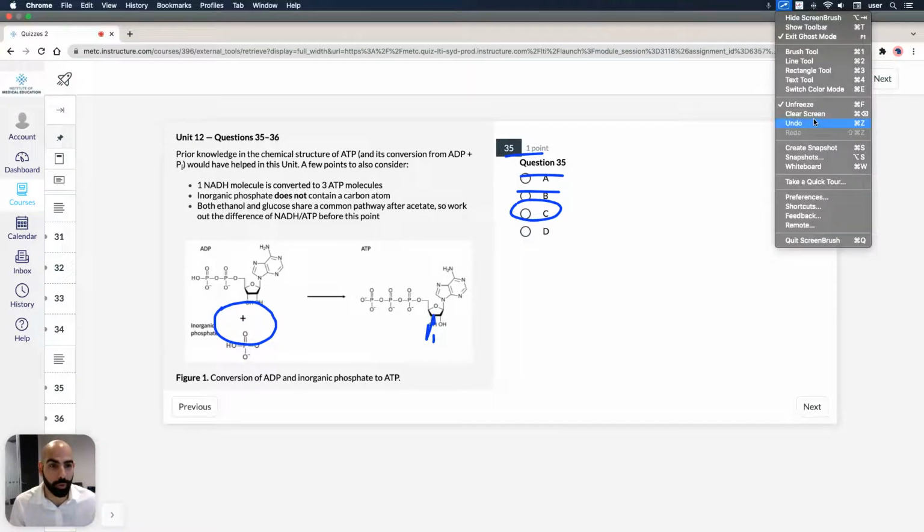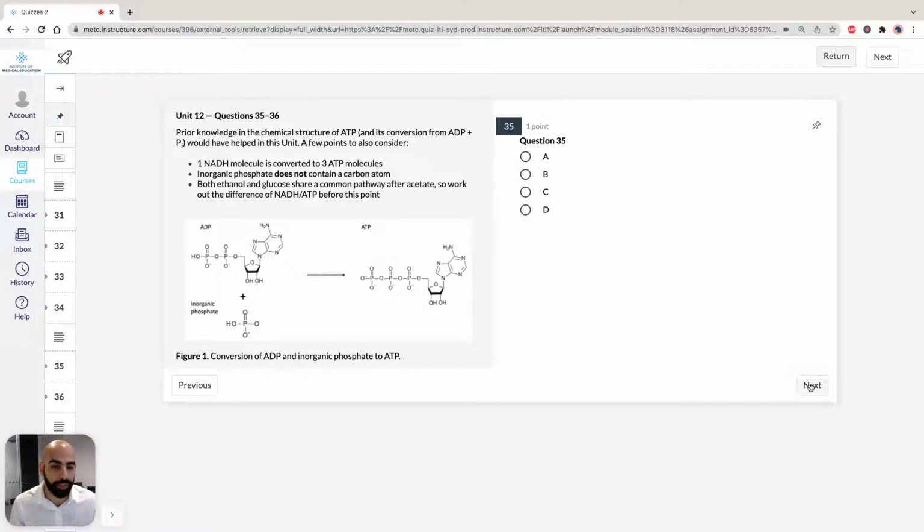Now, if we move on to question 36, this one does require you to do some counting. It says, how many moles of ethanol are needed to produce as much ATP as would be produced by 1 mole of glucose?